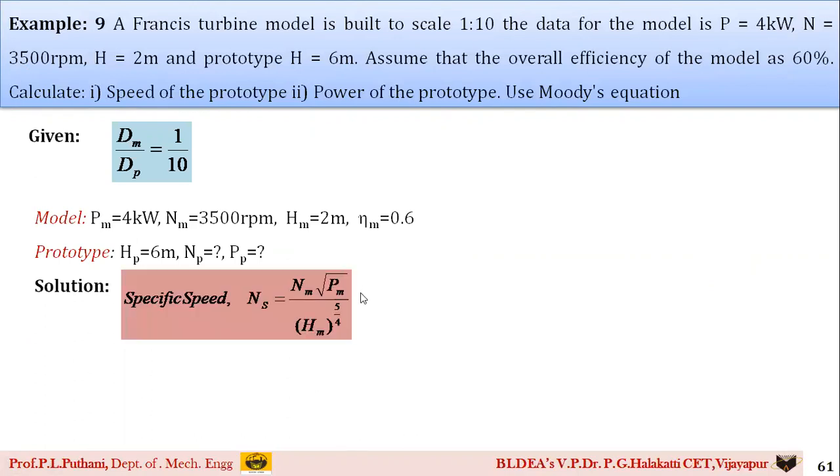Initially I am going to calculate the specific speed of the model machine using this equation, Ns is equal to Nm square root of Pm by Hm to the power of 5/4. Now the value of specific speed is 2943.1555. This is the value of specific speed. Using the same value with the value of Hp, then we move on to the next part.